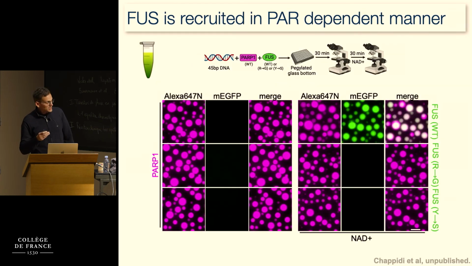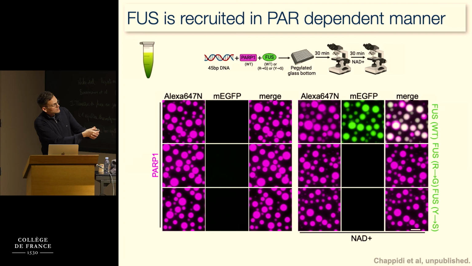Now, given that we can reconstitute these PAR polymerase DNA damage sites, can we also see whether Fas is recruited here? And of course, we had to do a whole bunch of controls. This is our PAR polymerase condensates, and you can see that when we have NAD plus, so we're forming the PAR chains, only then Fas is recruited. It's not recruited when we don't have any energy. There's no NAD plus here. So Fas is only recruited when we have NAD plus, and we can form the PAR chains.